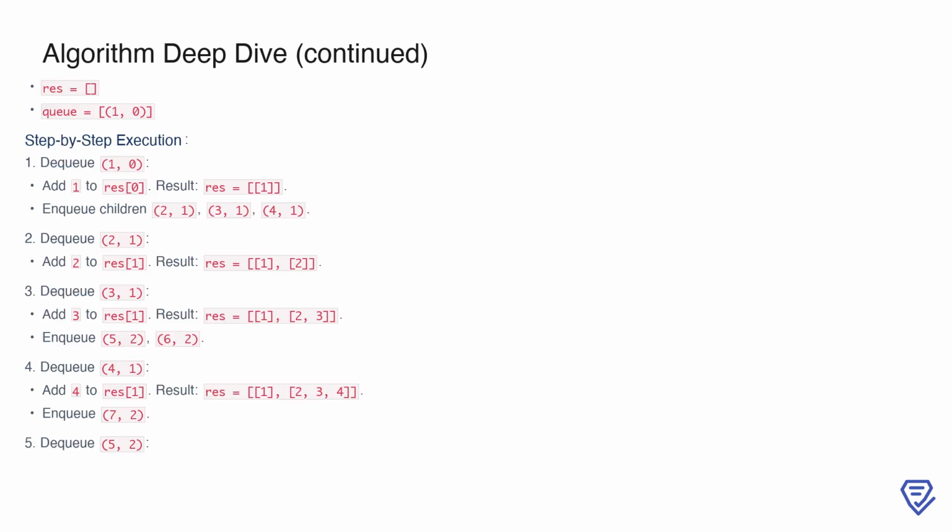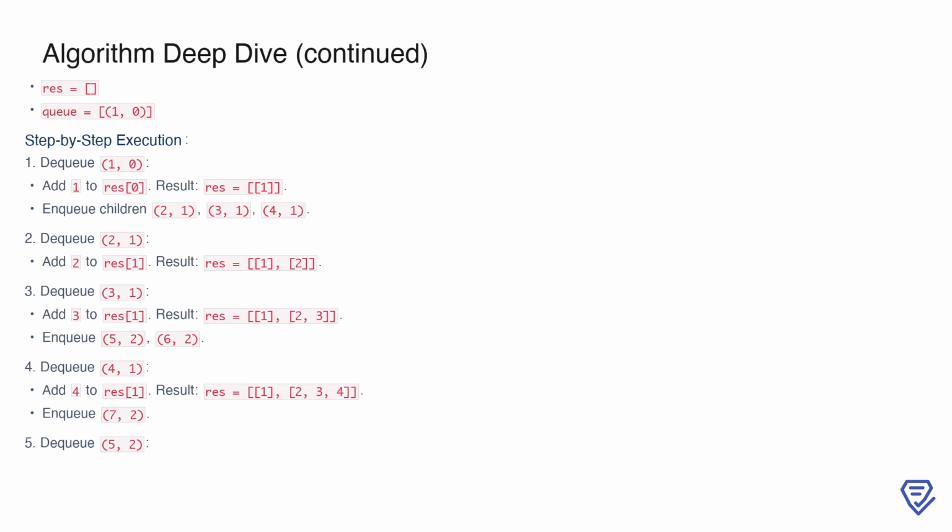At the start, the result list is empty, and the queue contains only the root node and its level, q equals [(1, 0)]. First, we dequeue (1, 0), and add the value 1 to the first level of the result list. The result becomes res equals [[1]]. Next, we enqueue the children of node 1, which are nodes 2, 3, and 4, all at level 1.